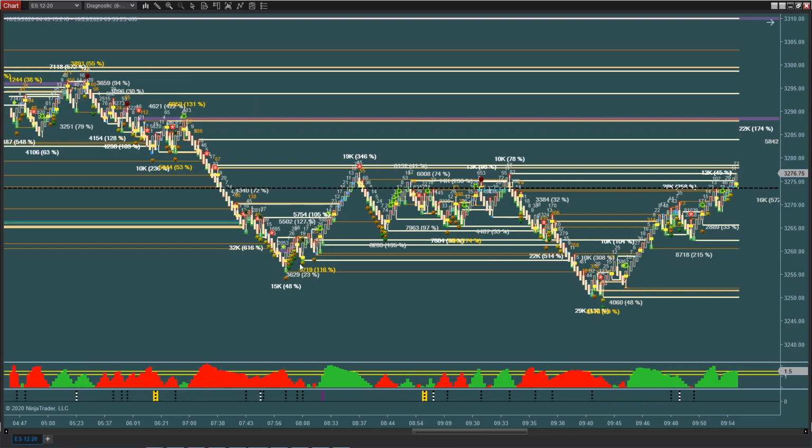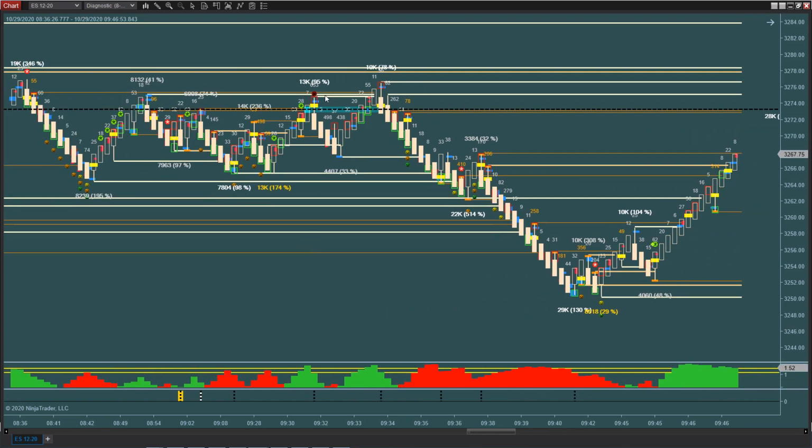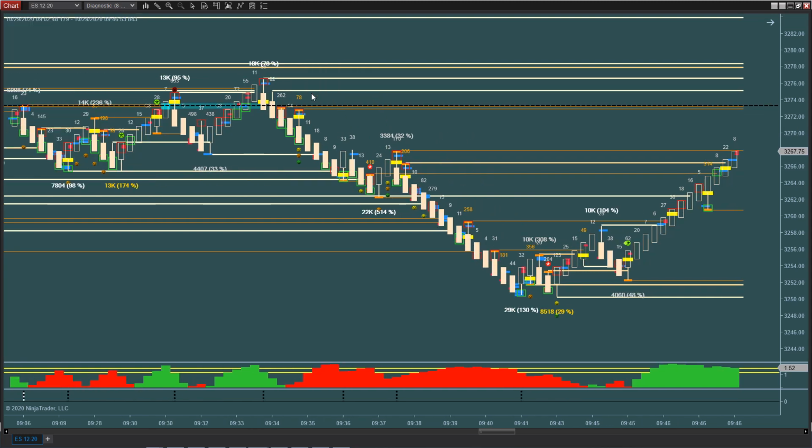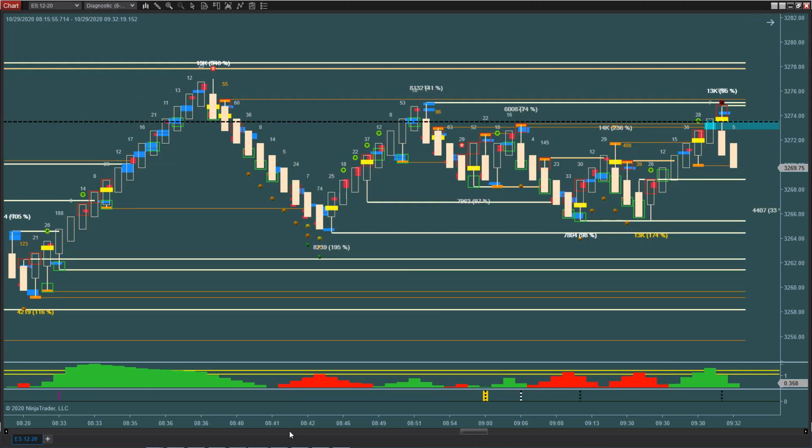A couple other things. The stars are right here. See this red X? See the X outlined in red? Let me zoom in for you more. Okay, see this red X? That's called an absorption X. And it's in red saying the bias is short because the buyers got absorbed.